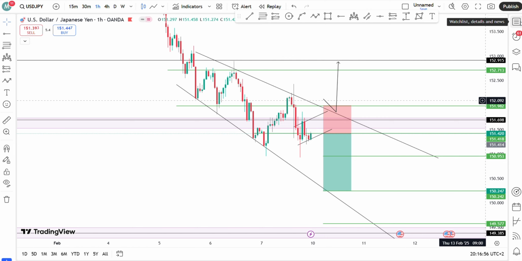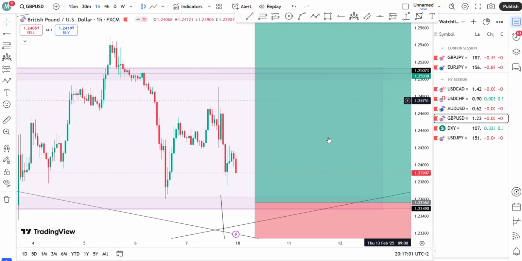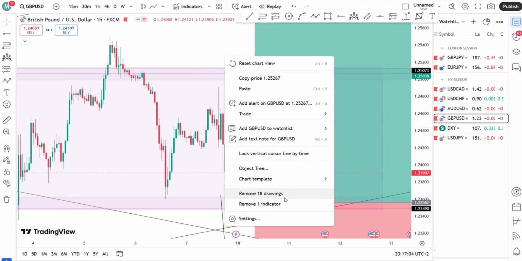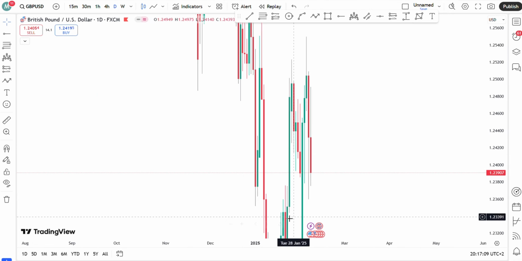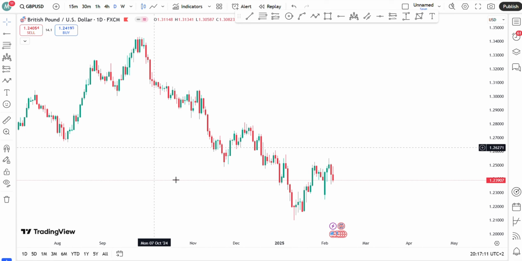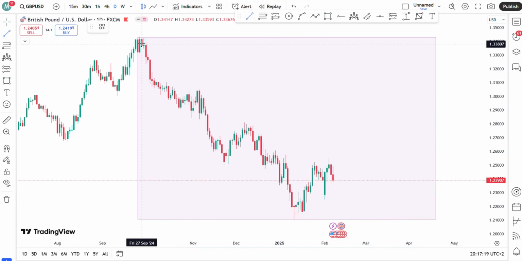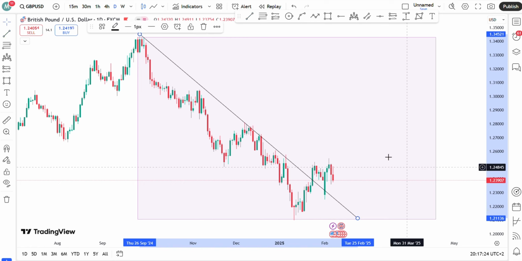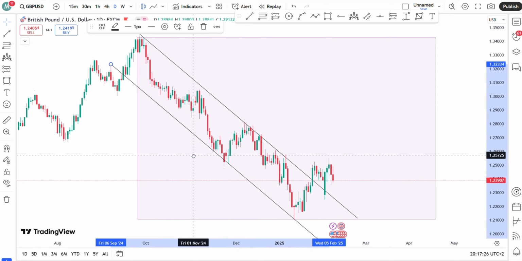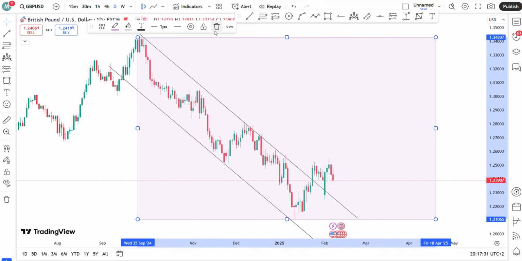Okay, last but not least, let's look at GBPUSD. I'll just remove everything. Remove 18, 20. I'll just start from the daily, understand? So daily time frame, okay. Current structure, let's just look at this. We are seeing GBPUSD is bearish. Okay, we're having a nice structure like this.